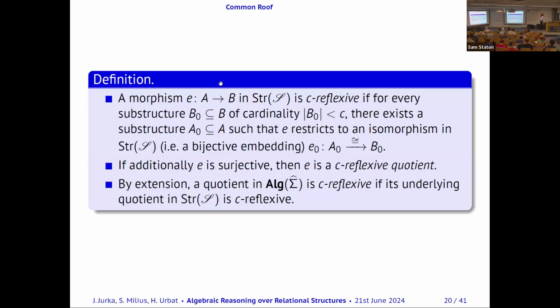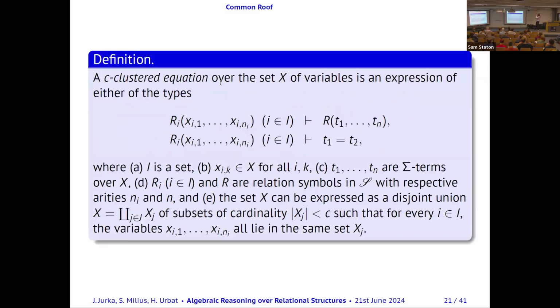If it is surjective, then we call it a quotient, so C-reflexive quotient. And also for algebras, we can talk about C-reflexiveness also for maps of algebras by considering the underlying relational structures. So now a C-clustered equation is a deduction of one of these two forms. You can see that it generalizes the C-clustered equations that were on one of the first slides.